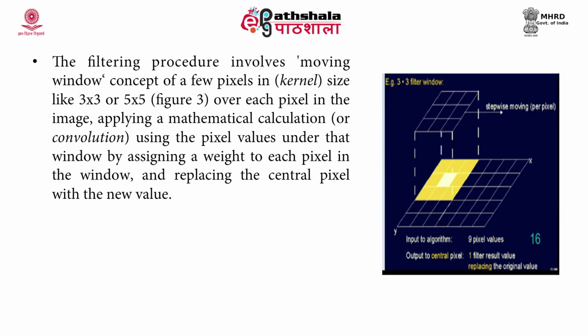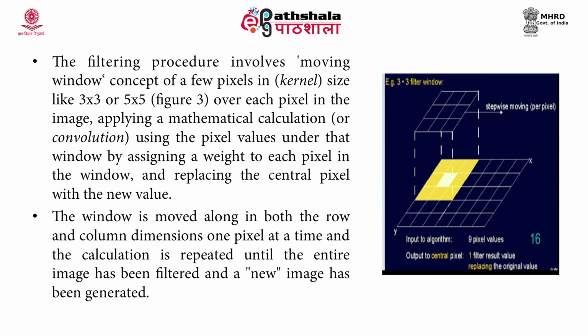The filtering procedure involves a moving window concept of a few pixels in size like 3 by 3 or 5 by 5 over each pixel in the image, applying a mathematical calculation for convolution using the pixel values under that window by assigning a weight to each pixel in the window and replacing the central pixel value with the new value. The window is moved along in both the row and column dimensions, one pixel at a time, and the calculation is repeated until the entire image has been filtered and a new image has been generated.